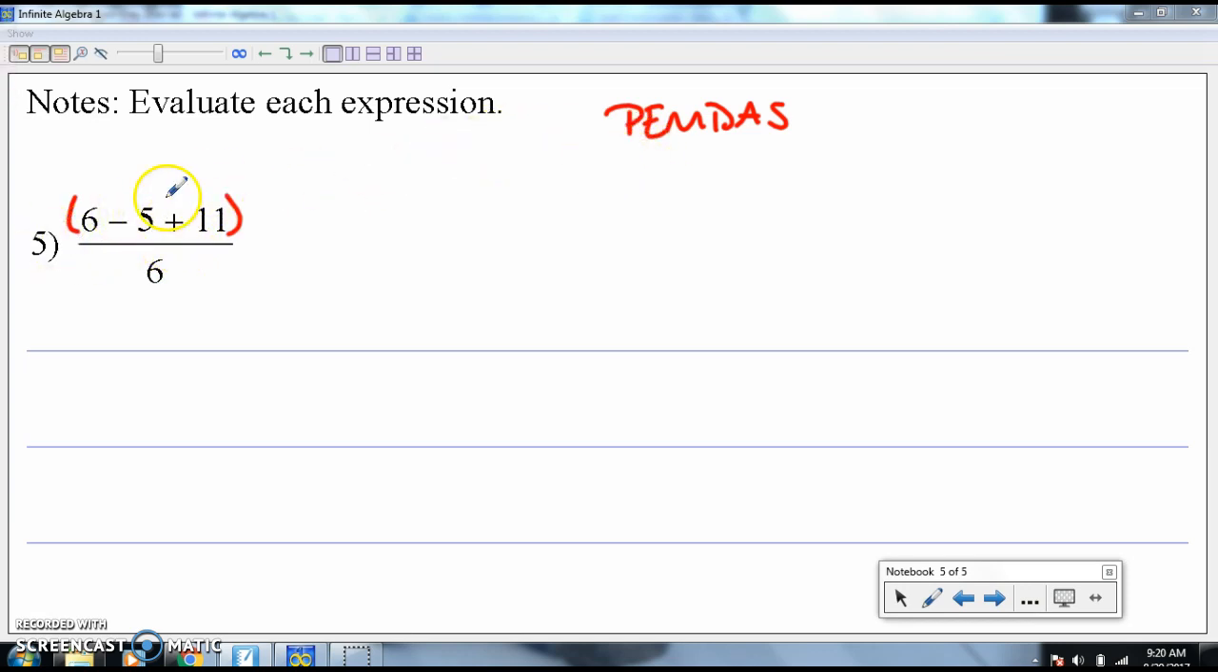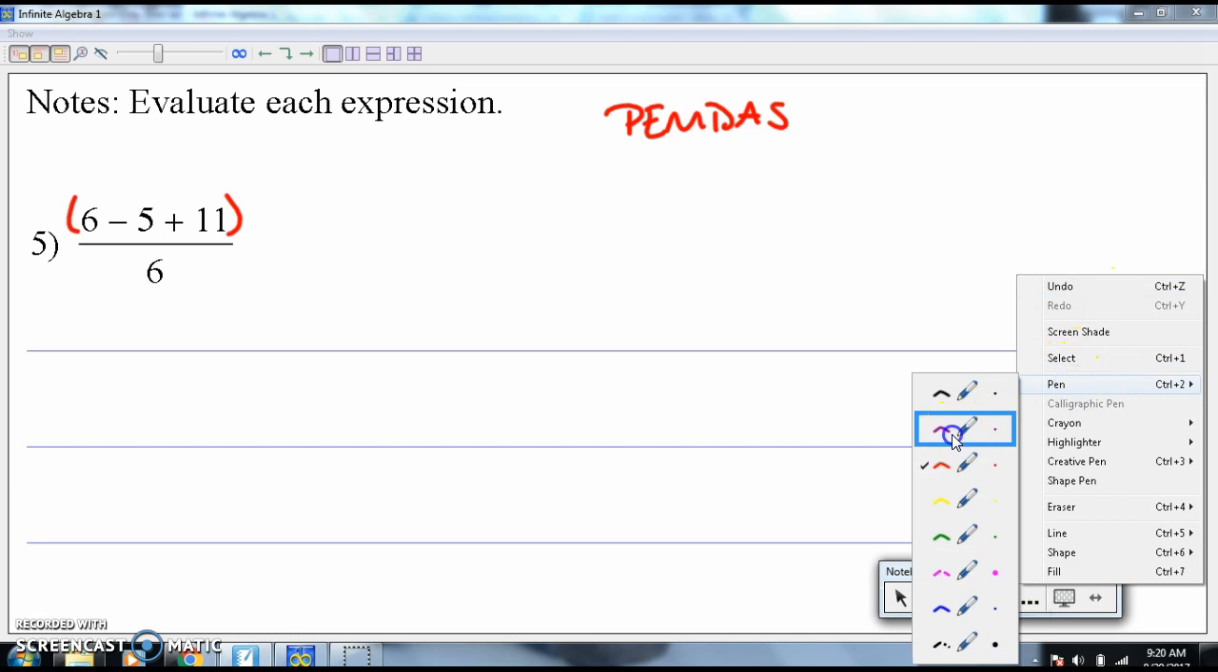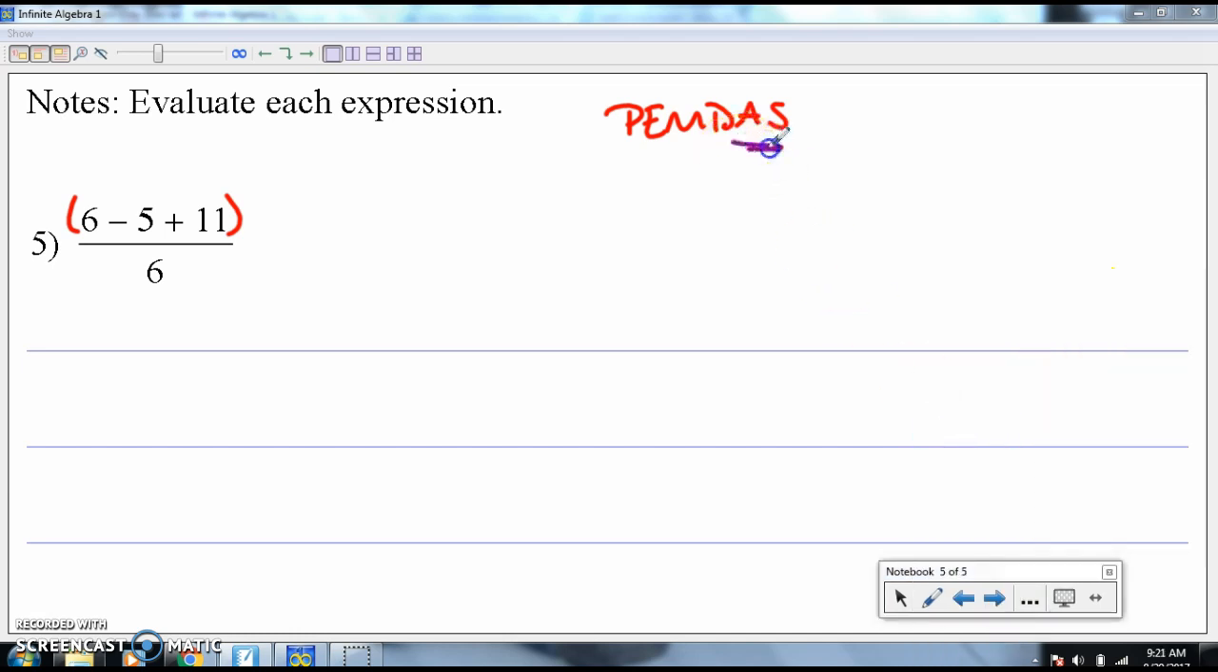Inside the parentheses, we have 2 things that we can do. We can do minus or plus. Remember that addition and subtraction actually come in the same step here. This is one step together. And you need to work your way across left to right. So when I have this, I'm going to start with the left side, 6 minus 5, and do that first. So 6 minus 5 gives me 1.